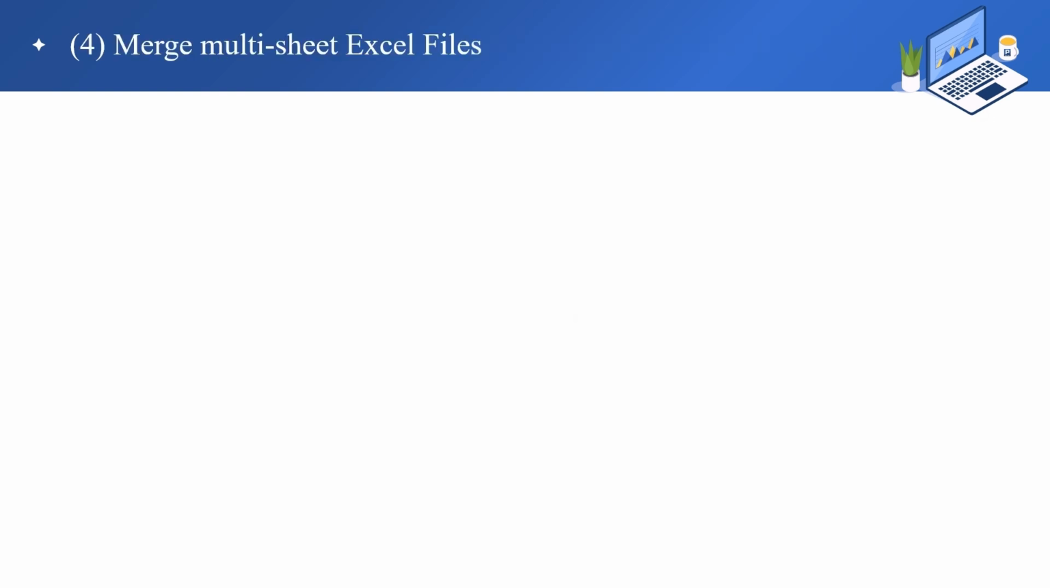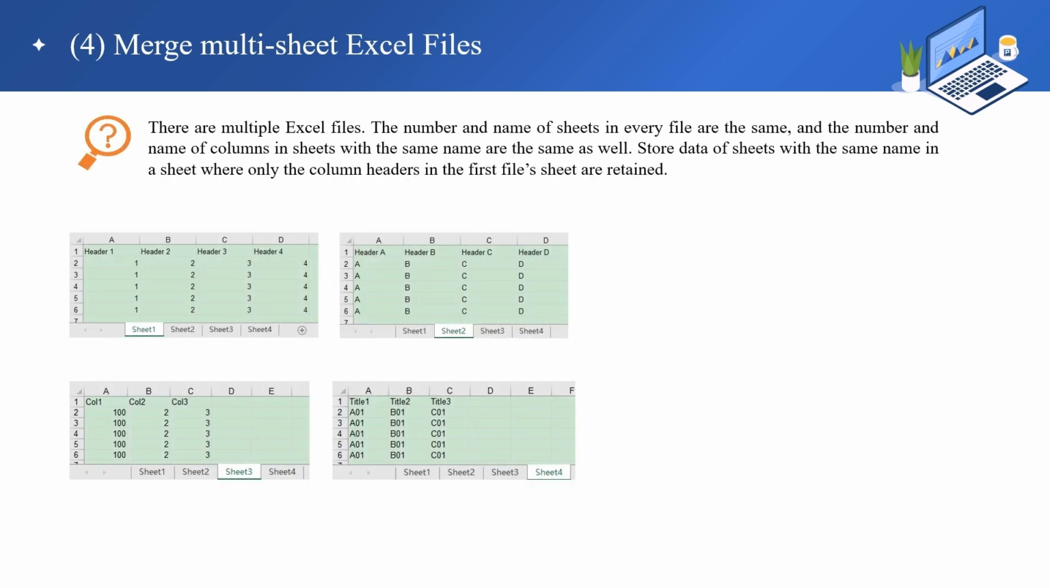4. Merge multi-sheet Excel files. There are multiple Excel files. The number and name of sheets in every file are the same, and the number and name of columns in sheets with the same name are the same as well. On the left side of the figure are 4 sheets in the first file. Each sheet contains a batch of data.